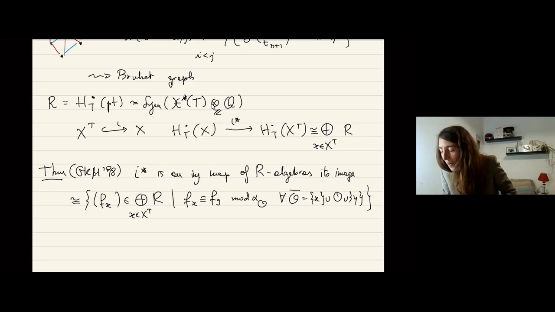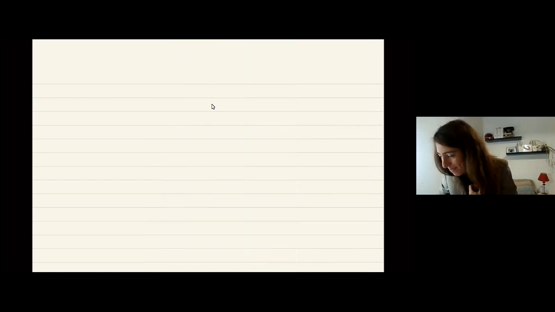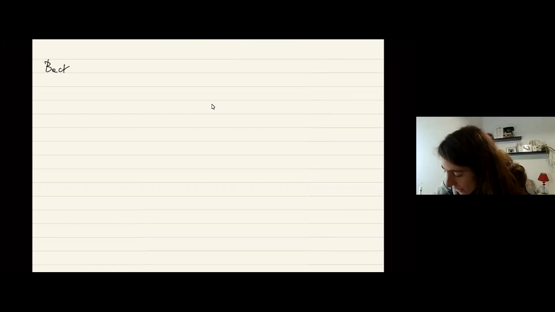At this point, I spent more time than what I wanted on this exciting part. And now I need to tell you some quiver background. So let me say background on quivers.